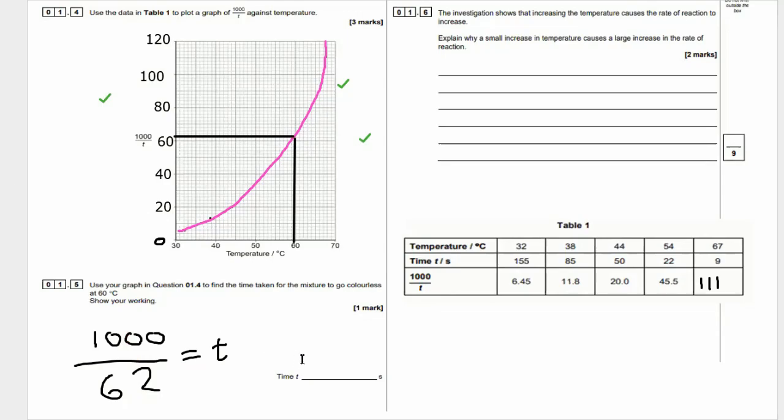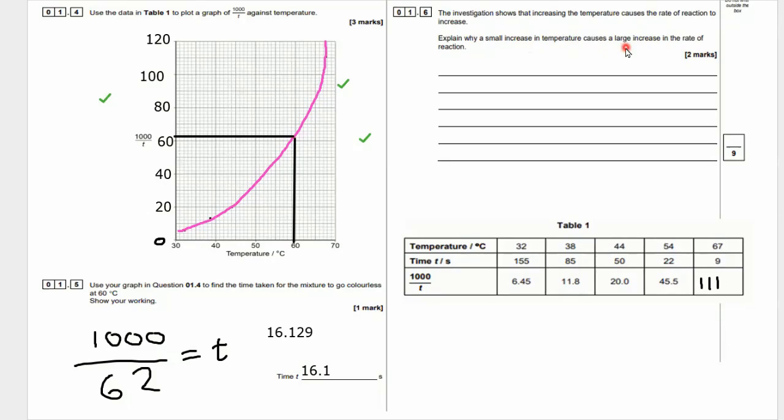And that is going to give me roughly 16.129. And I'm going to just put that to 3 sig. So I'm just going to put 16.1. Beautiful. Right, 1.6, the investigation shows that increasing the temperature causes the rate of reaction to increase. Explain why a small increase in temperature causes a large increase in the rate of reaction.